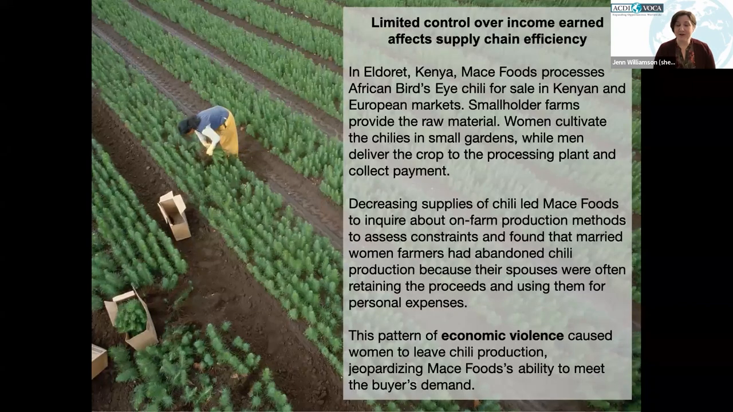So just as a quick example, and I know this is a lot of reading material, so the PowerPoint will be shared, but one example you'll find in the GBV toolkit is there are different ways in which to think about GBV and how it's relevant. In this case, a Kenyan food processor was sourcing chili from smallholder farmers and looking at the ways in which men and women were producing this chili. They both had a role to play, but they noticed that they were having decreasing supplies and investigated.